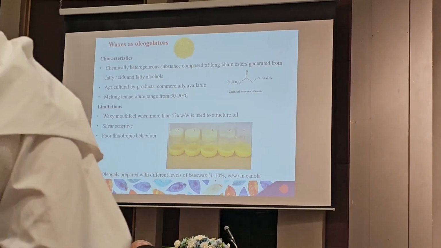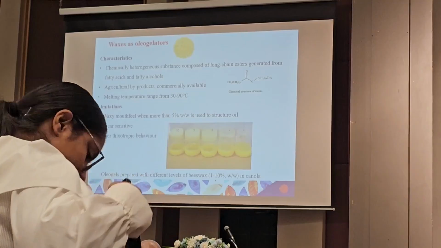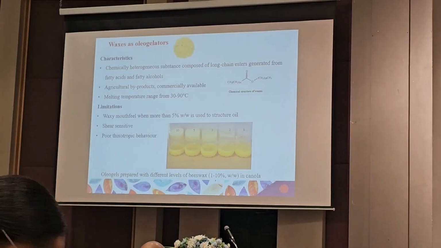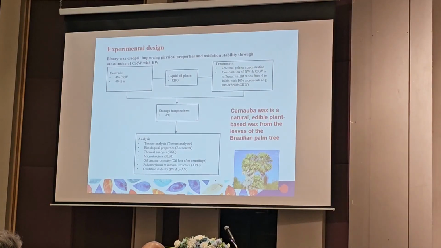So we want to perhaps address some of this: high concentration, shear sensitivity, and also porosity, isotropic properties. This is the research that was done. The total wax concentration was 4%, because we didn't want to go to 10 or 8, because that's a lot for the industry. If they want to make oleogels, it's better to have the lowest concentration of gelator.